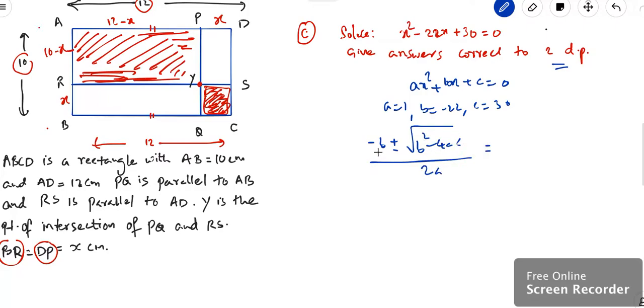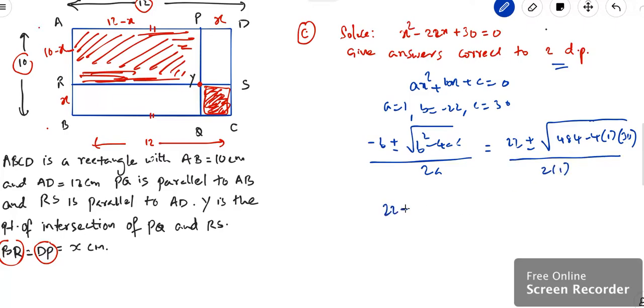Now when I replace b with negative 22, negative times negative is positive, so 22 plus or minus the square root of 22 squared, which is 484, minus 4 times a, which is 1, and c, which is 30, divided by 2 times 1. So 22 plus or minus the square root of 484 minus 30 times 4, which is 120, giving 364, divided by 2. Now the square root of 364 is somewhat close to 19.08 roughly, and dividing by 2 gives 11 plus or minus 9.54.